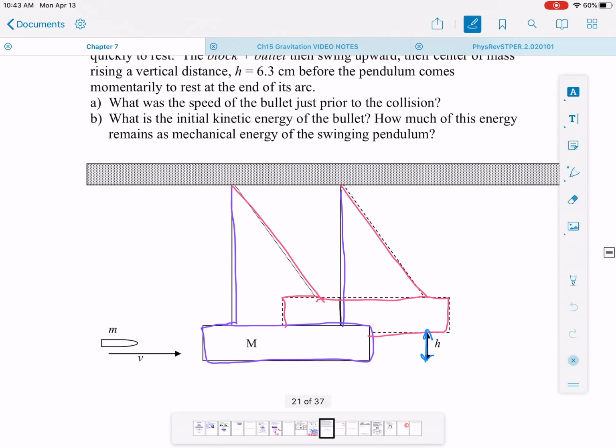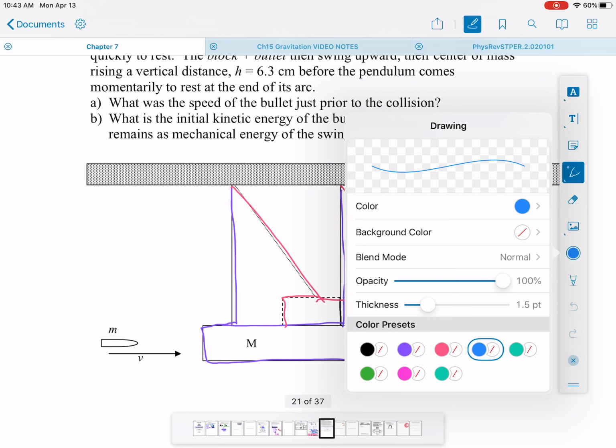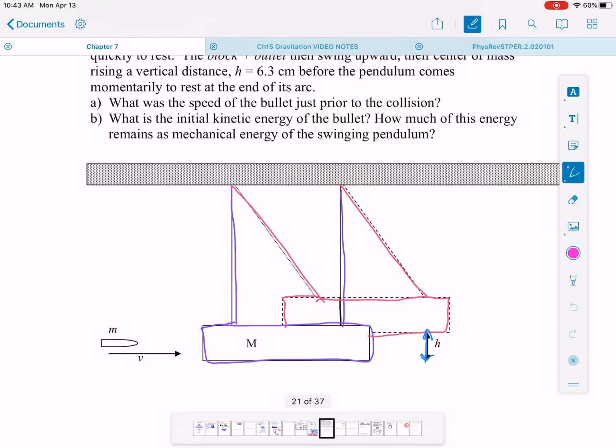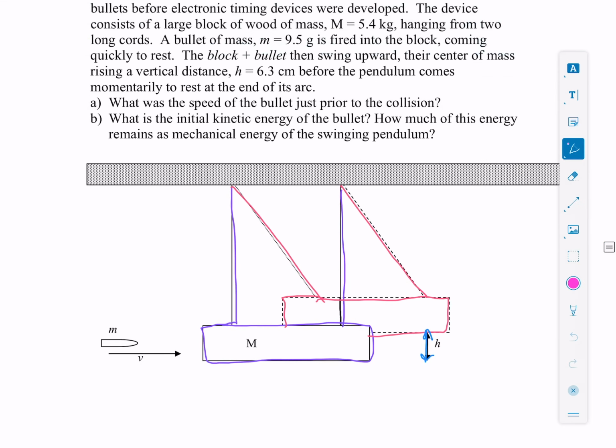So let's look at the numbers that we have going on here for our problem. We are told that the large block of wood is 5.4 kilograms. We'll label that there. We are told that the bullet is 9.5 grams, which is 0.0095 kilograms.